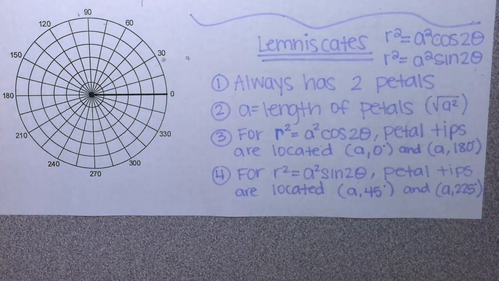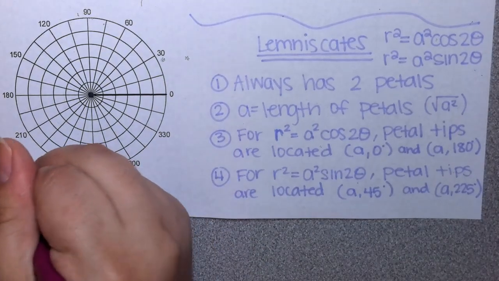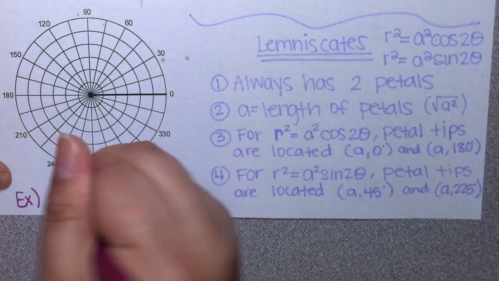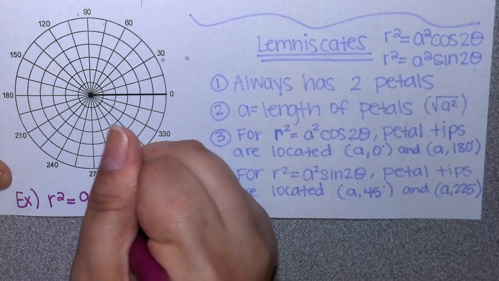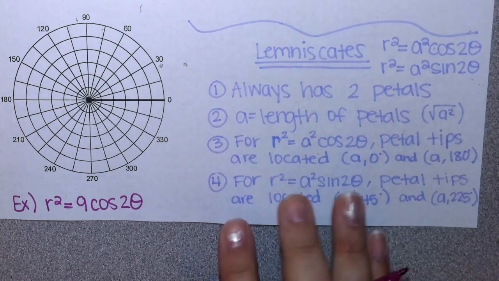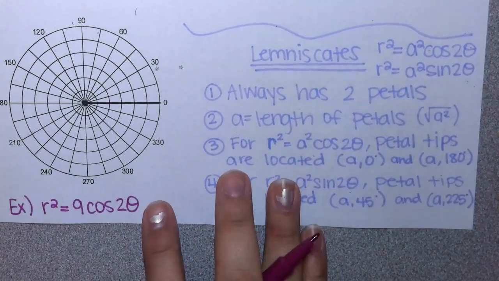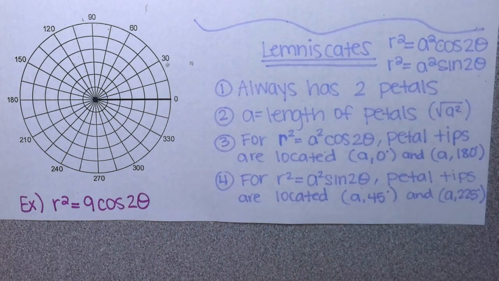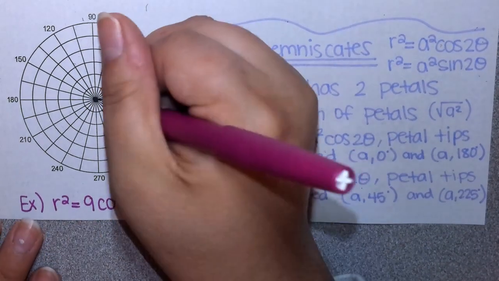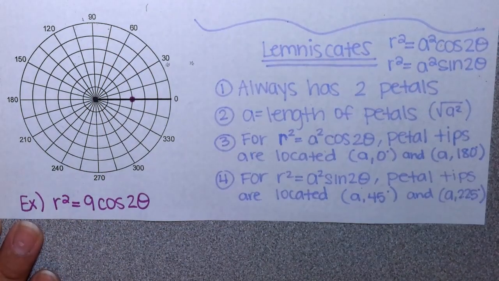So if I were to graph this, let's do an example. R squared equals 9 cosine of 2 theta. Right off the bat, you know it's a lemniscate because why? R squared. What else do I know? The petals are each going to be what in length? 3. Why 3? Square root of 9. 1, 2, 3.